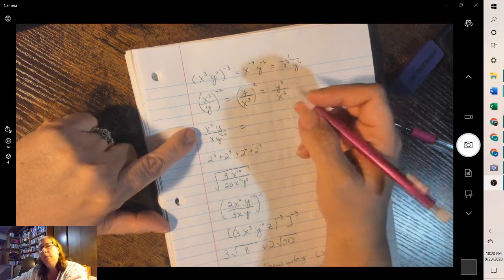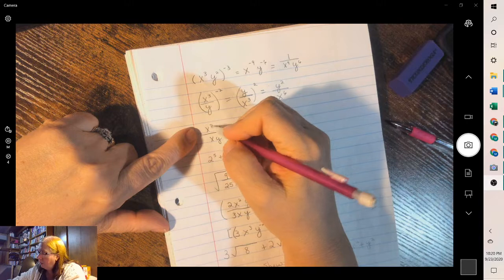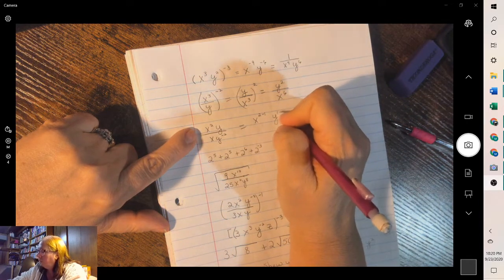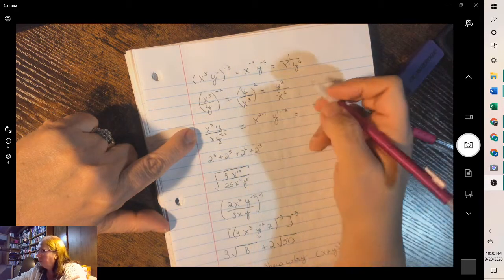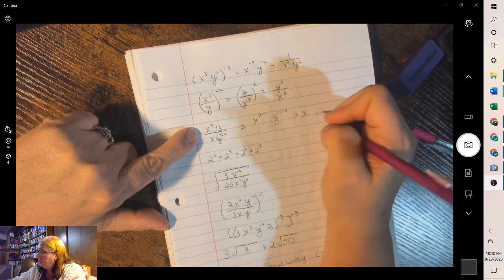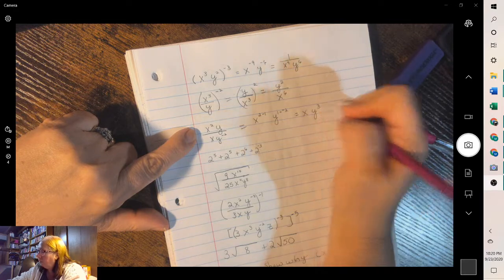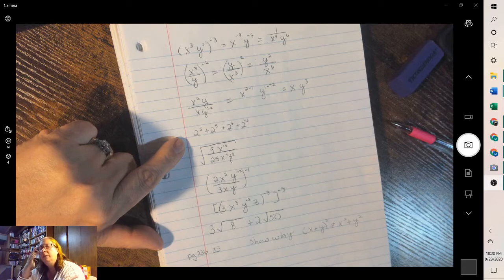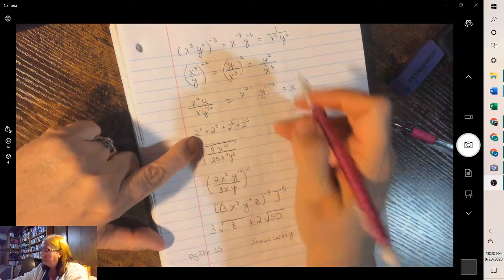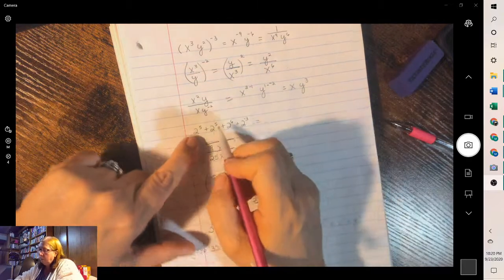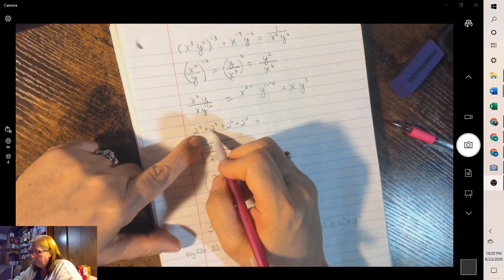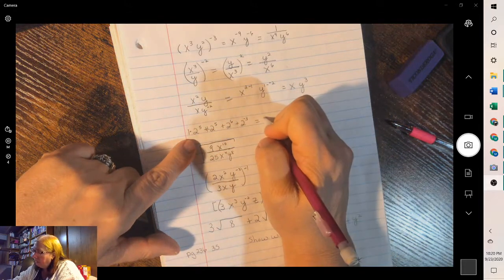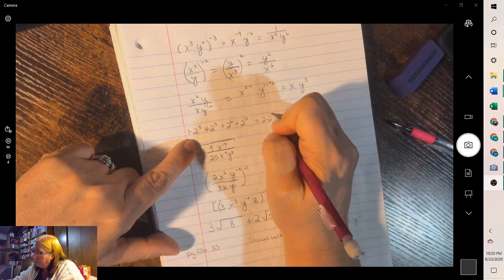And this one, top minus bottom, so we have 2 minus 1, and y to the 1 minus a negative 2. So we have x to the 1st and y to the 3rd. This one's different. They want you to keep the same base. So if we add these two together, this is one of these and this is one of these. So we have 2 times 2 to the 5th.